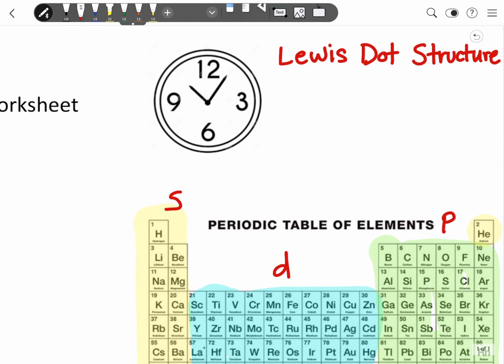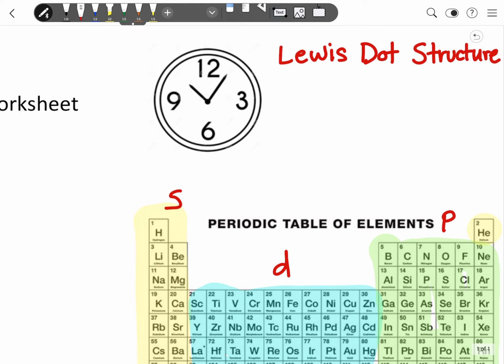Okay, Lewis dot structures. This is just to represent how many valence electrons are in an atom. To do this, you take the symbol for the element. Number 1 was lithium. What's the symbol for lithium? Li. So I write Li. How many valence electrons are in lithium? Just 1. So I'm going to start at 12 o'clock, that's why I put a clock. I'm going to put a dot for my 1 valence electron. Each dot is an electron. It looks kind of sad because I only have 1 electron.